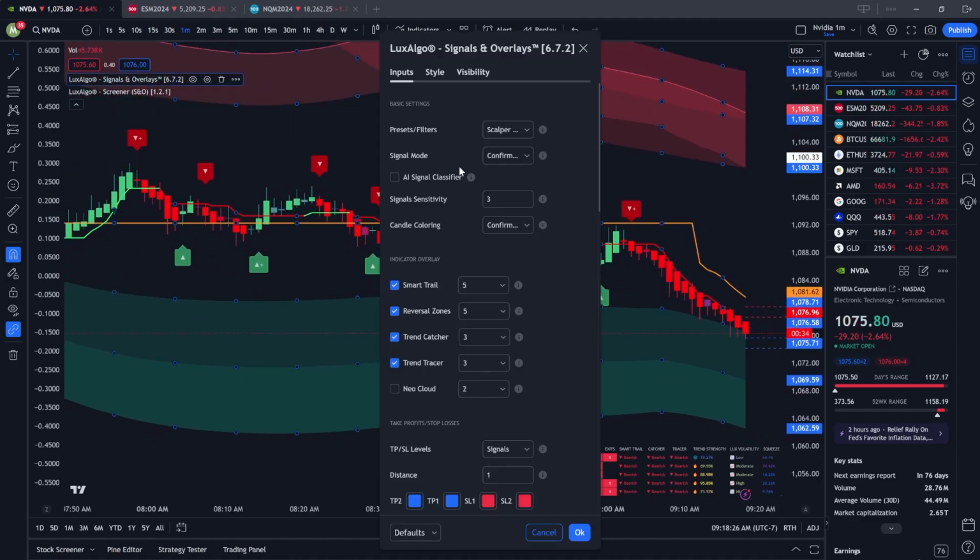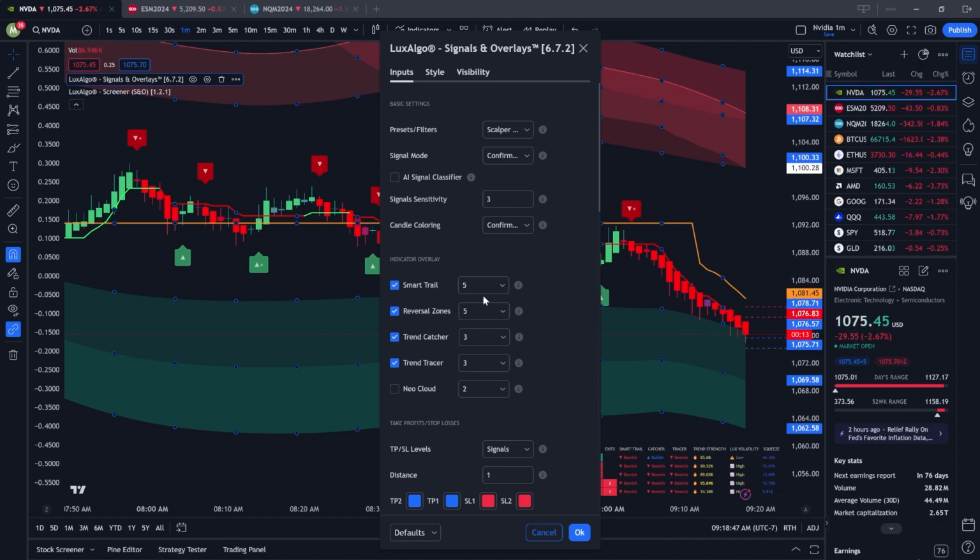I don't really use price action concepts. I'm not good at it yet, so I just prefer signals and overlays. And I'll show you guys what I have on. I have the scalper preset, the signal sensitivity to 3 because I want it really fast signals since it's scalping. Smart Trail 5, reversal zones 5 because I like the way the strategy works.